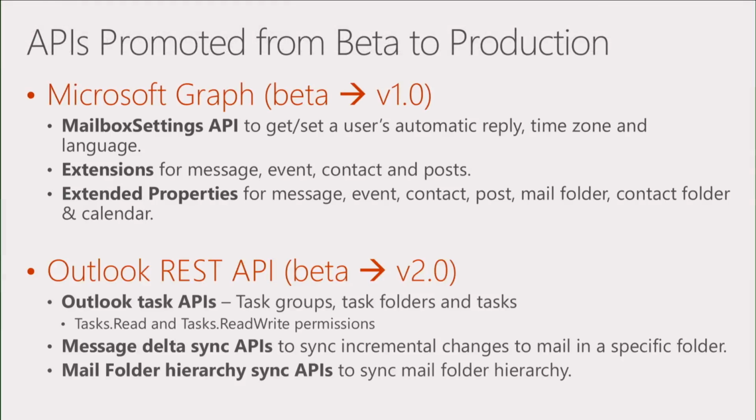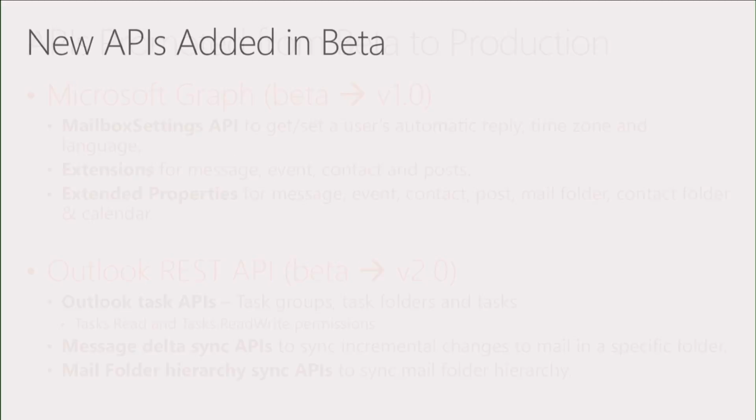Also, some of the APIs Deepak showed in Graph, there was a mailbox settings API to set your time out of the office, automatic reply, or time zone. Extensions and extended properties are in production now. And in the Outlook case, task APIs, and we have promoted the sync APIs to 2.0. Both of these we're actively working to get onto Microsoft Graph as well.